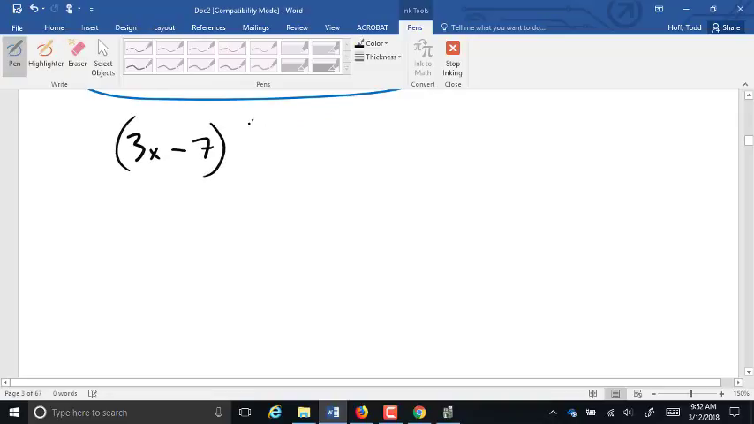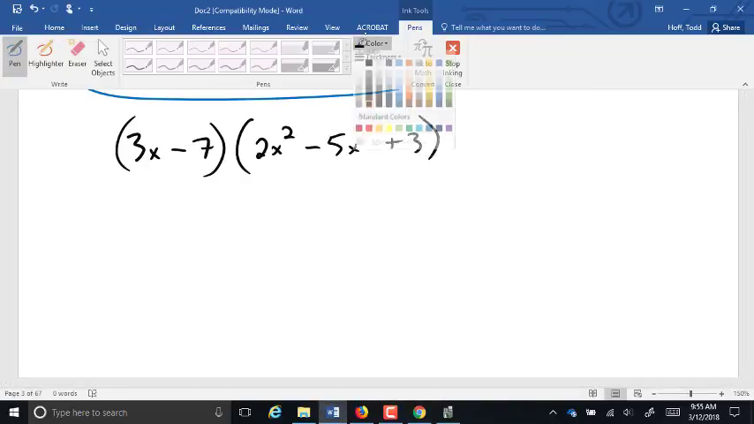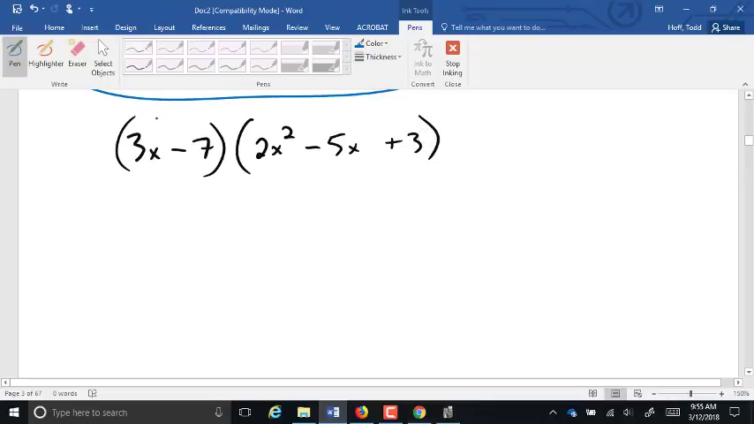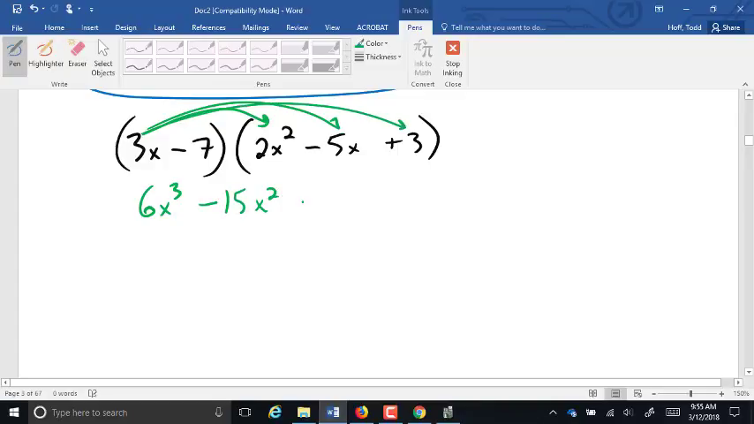3x minus 7, 2x squared minus 5x plus 3. I'll give you a couple minutes. Okay, so we'll start out with the 3x times 2x squared, which is 6x to the third. 3x times the negative 5x, which is negative 15x squared. And 3x times 3, positive 9x.